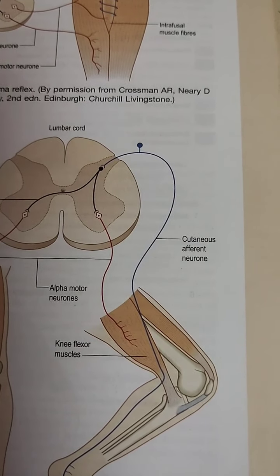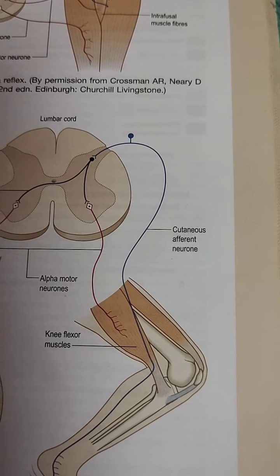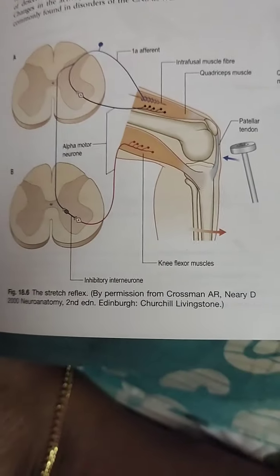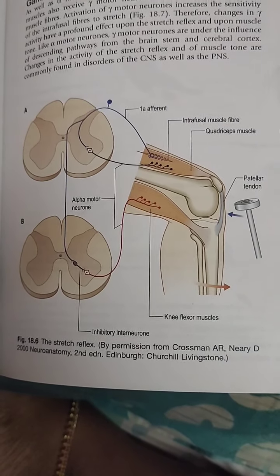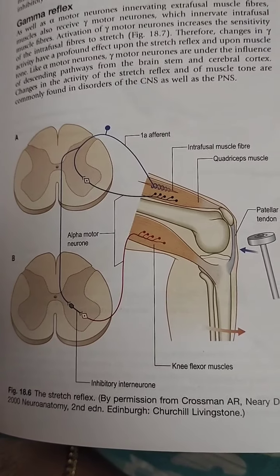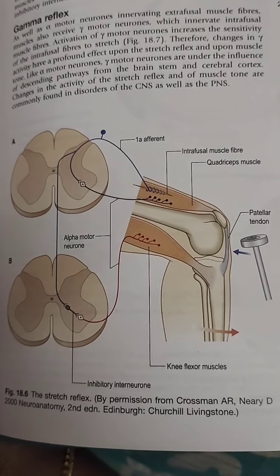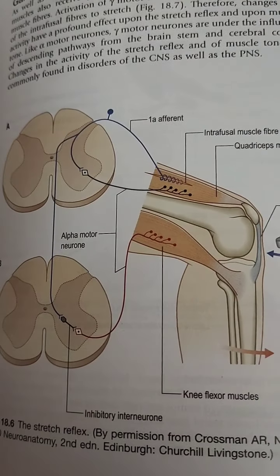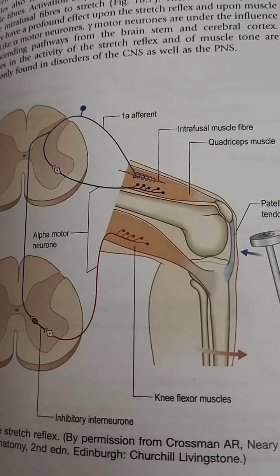Muscles will show abnormal electrical activity during any testing. And this is what you can see, the tendon reflexes. This is called stretch reflexes. You can see how it is affected. The intrafusal fibers, they are testing the quadriceps muscle.